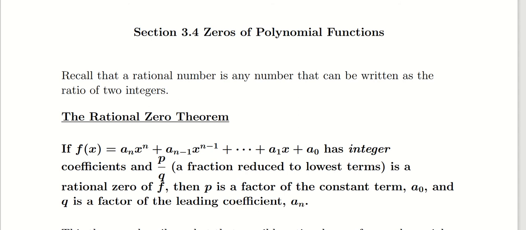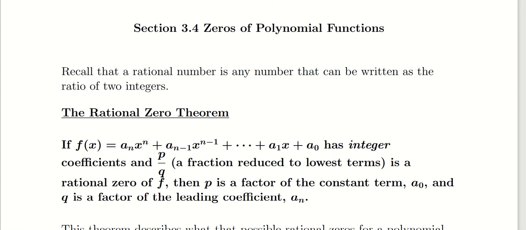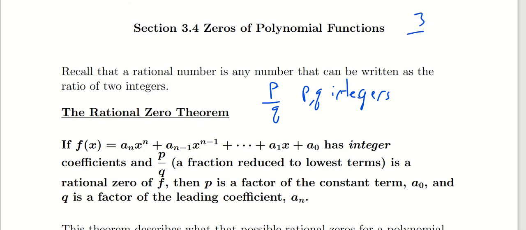In section 3.4, we're going to discuss zeros of polynomial functions. Recall that a rational number is any number that can be written as the ratio of two integers. So if you have a number that you can write in the form p over q, where p and q belong to the integers, then that represents what we call a rational number. A couple examples of rational numbers would be the fraction 3/4, -2 over 7.